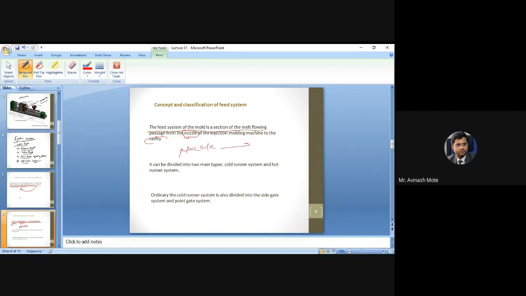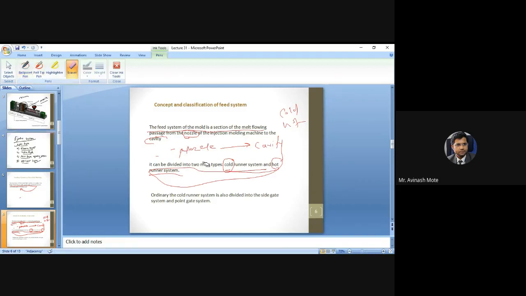Check the path from nozzle to cavity. Okay, from nozzle to cavity, because before that there is also feeding things, but that is not an important one. This is the important one, the passage or the path from nozzle to cavity. It can be divided into two main types: the cold runner system and the hot runner system. The first one is the cold runner system and the second one is the hot runner system. Getting it? So there are two basic types, cold one and hot one, for the feeding mechanism.